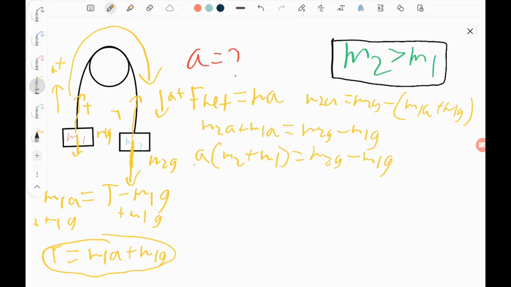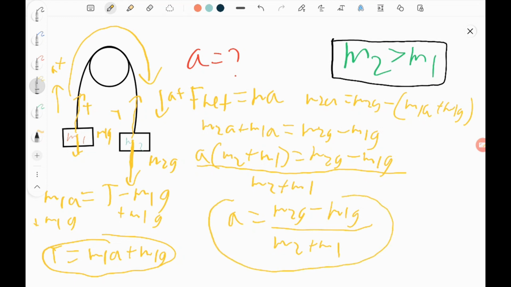Now, to obtain the acceleration, we just divide by this thing in parentheses here, M2 plus M1, and we end up with A is equal to M2G minus M1G over the mass of the system, M2 plus M1. So that's our answer. We obtained the same result as before. And this result makes sense because, again, the gravity force of block 2 is causing the acceleration of the system to be in this direction. But the gravity force from mass 1 prevents the system from accelerating. And using the internal force of tension, we're able to obtain this result.